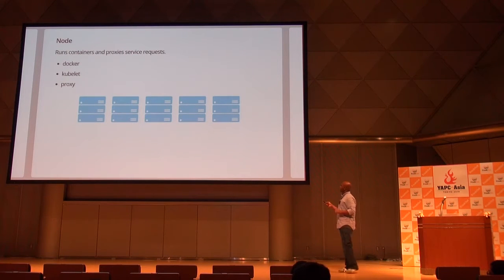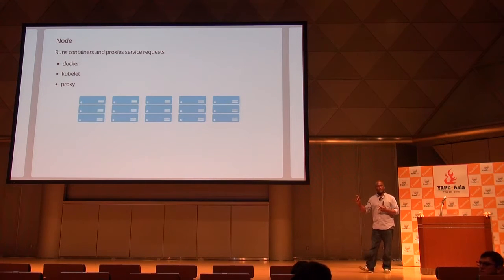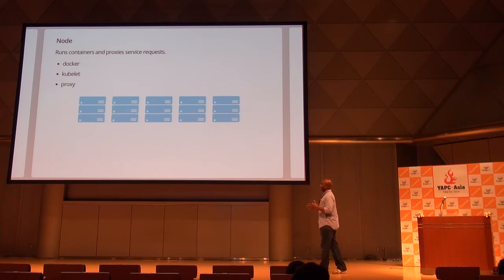Here's what a node looks like. So here are five nodes. And each node is responsible for creating volumes and containers, and that's being done by three major components that live on that machine. You have Docker. Docker is a container runtime engine, so it's responsible for creating the containers. You have the kubelet, and a kubelet's job is to carve up the server, right? So the kubelet owns the server. It can slice up networking, it can slice up storage, and it can also talk to Docker to tell it what containers it should create.